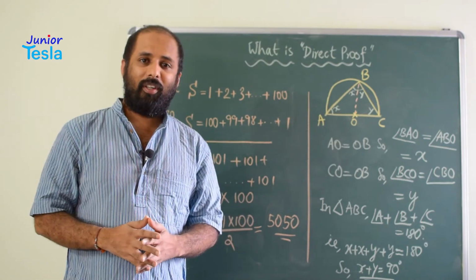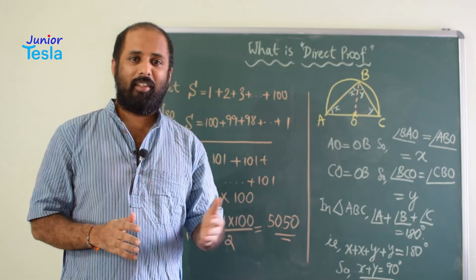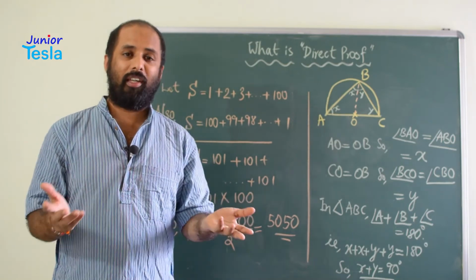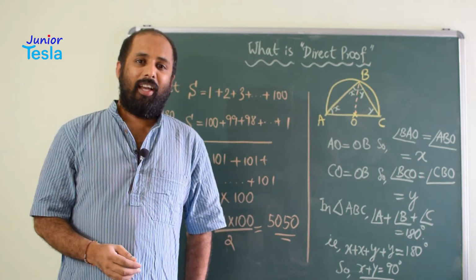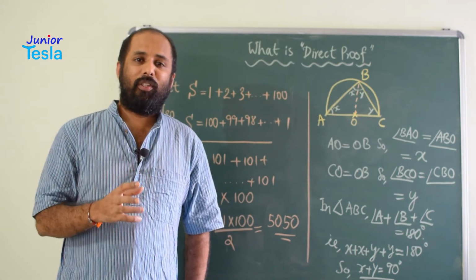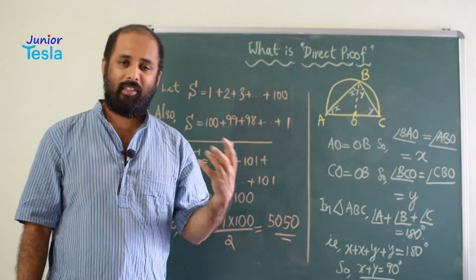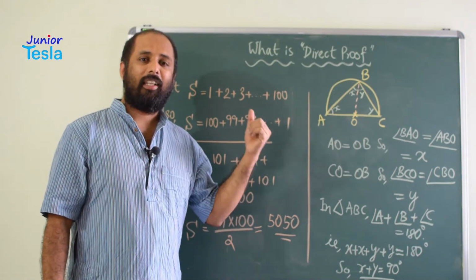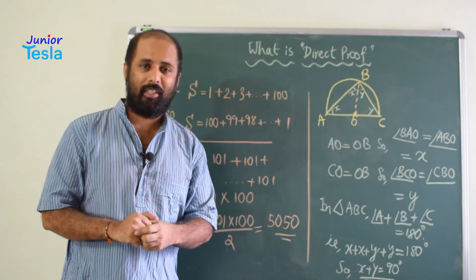Finding the sum of first 100 natural numbers, that is 1 plus 2 plus 3 etc. up to 100. What is the sum? Without using a calculator or computer or smartphone, you should tell the answer. Now to do that, what we do is we take the entire series, 1 plus 2 plus 3 etc. up to 100, and that series is denoted by the letter S.